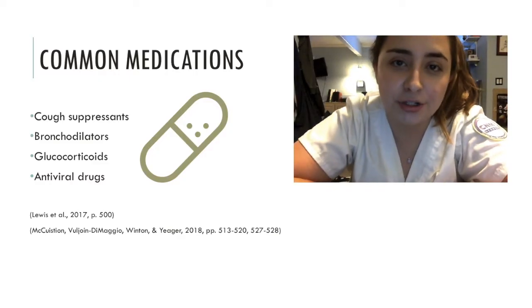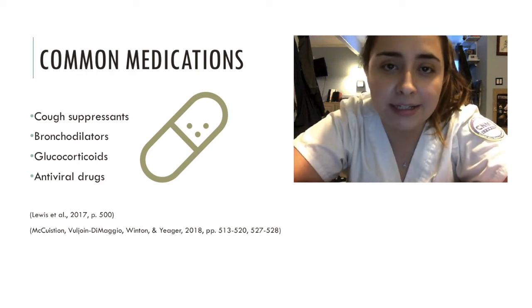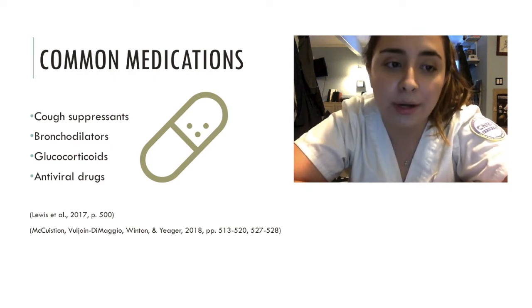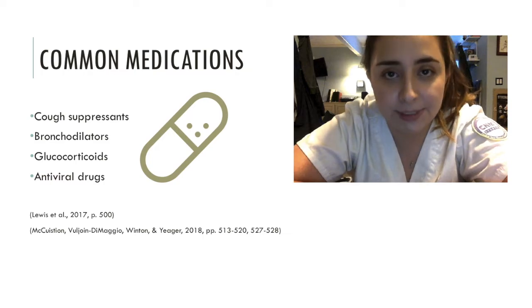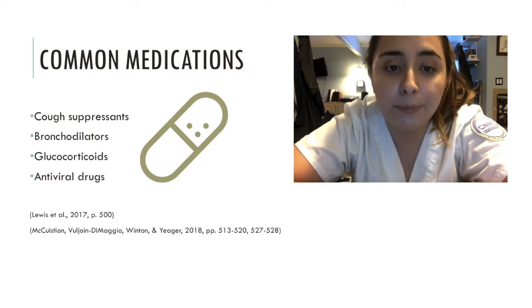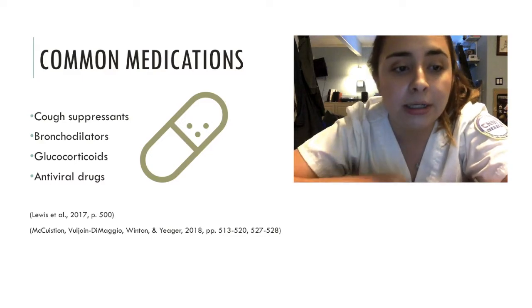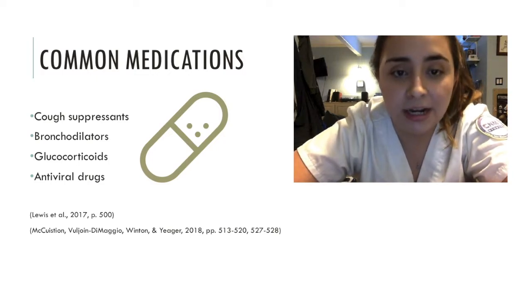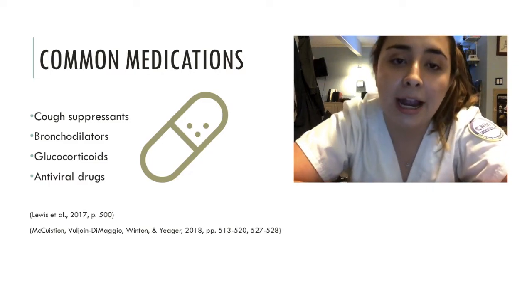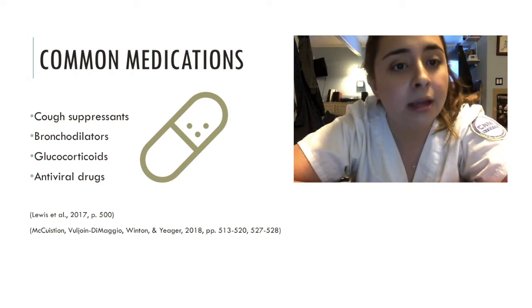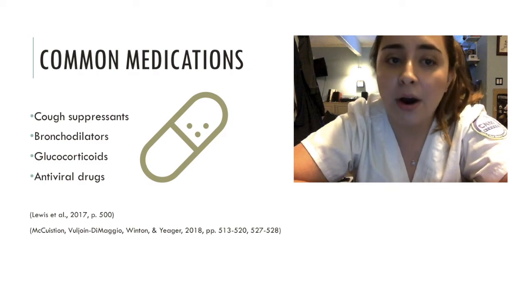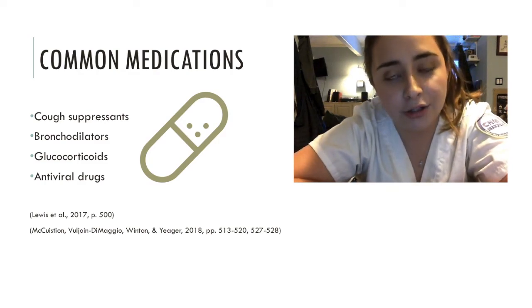Let's talk about common medications for bronchitis. This includes cough suppressants, bronchodilators, glucocorticoids, and antivirals. Cough suppressants are necessary because coughing is one of the most common symptoms associated with bronchitis. The way the cough suppressants work is by suppressing the cough reflex by acting on the cough control center in the medulla. Some common cough suppressants are guaifenesin, codeine, and benzonatate. Guaifenesin and codeine are considered opioid antitussives, whereas benzonatate is a non-opioid antitussive. Some common side effects of cough suppressants are drowsiness, dizziness, headaches, nausea, vomiting, and diarrhea.